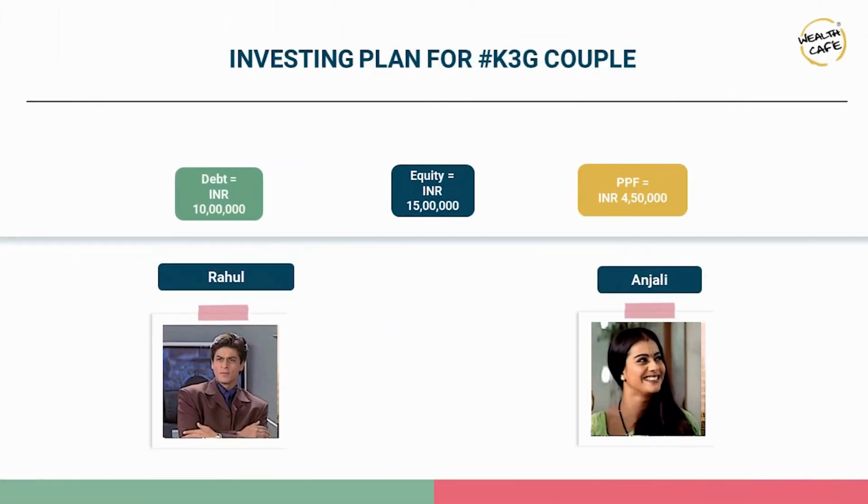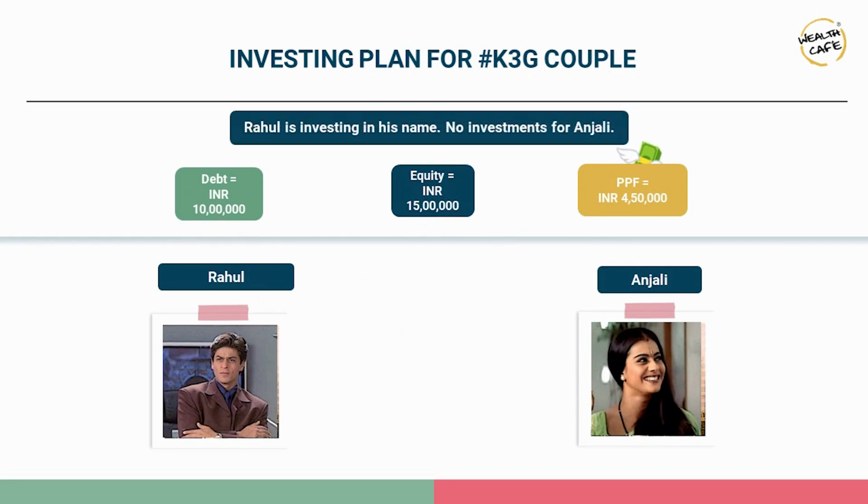From the Tamasha couple, if we move to the K3G couple, we find that their investments are more sorted in terms of the fact that Rahul is currently invested about 10 lakh of his money in debt and 4.5 lakhs is invested in PPF accounts, whereas 15 lakhs of his money is invested into equity mutual funds. Since Rahul is the sole earner of the family, all investments are in his name and he actually does not have any investments in the name of Anjali.